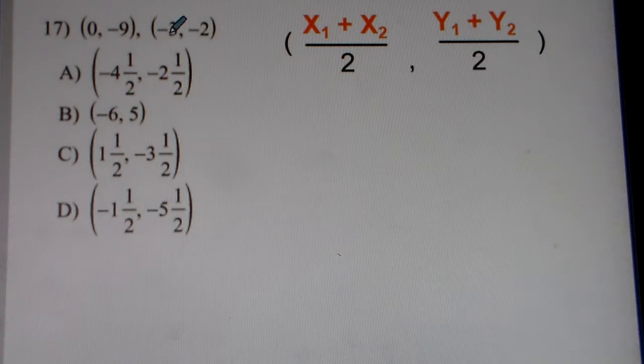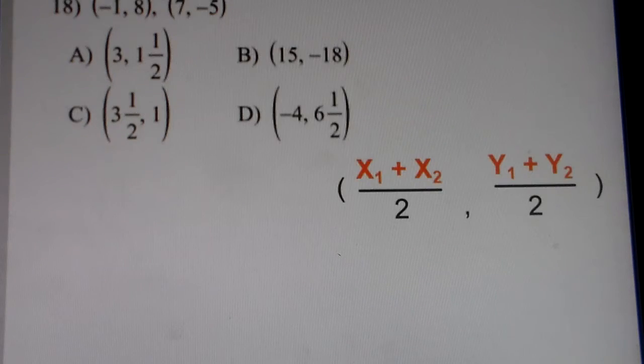17, same story. 0 plus negative 3 is negative 3. Negative 3 divided by 2 gets you negative 1.5. Negative 9 minus 2 gets you negative 11. Negative 11 divided by 2 gets you negative 5.5. So number 17 is D.